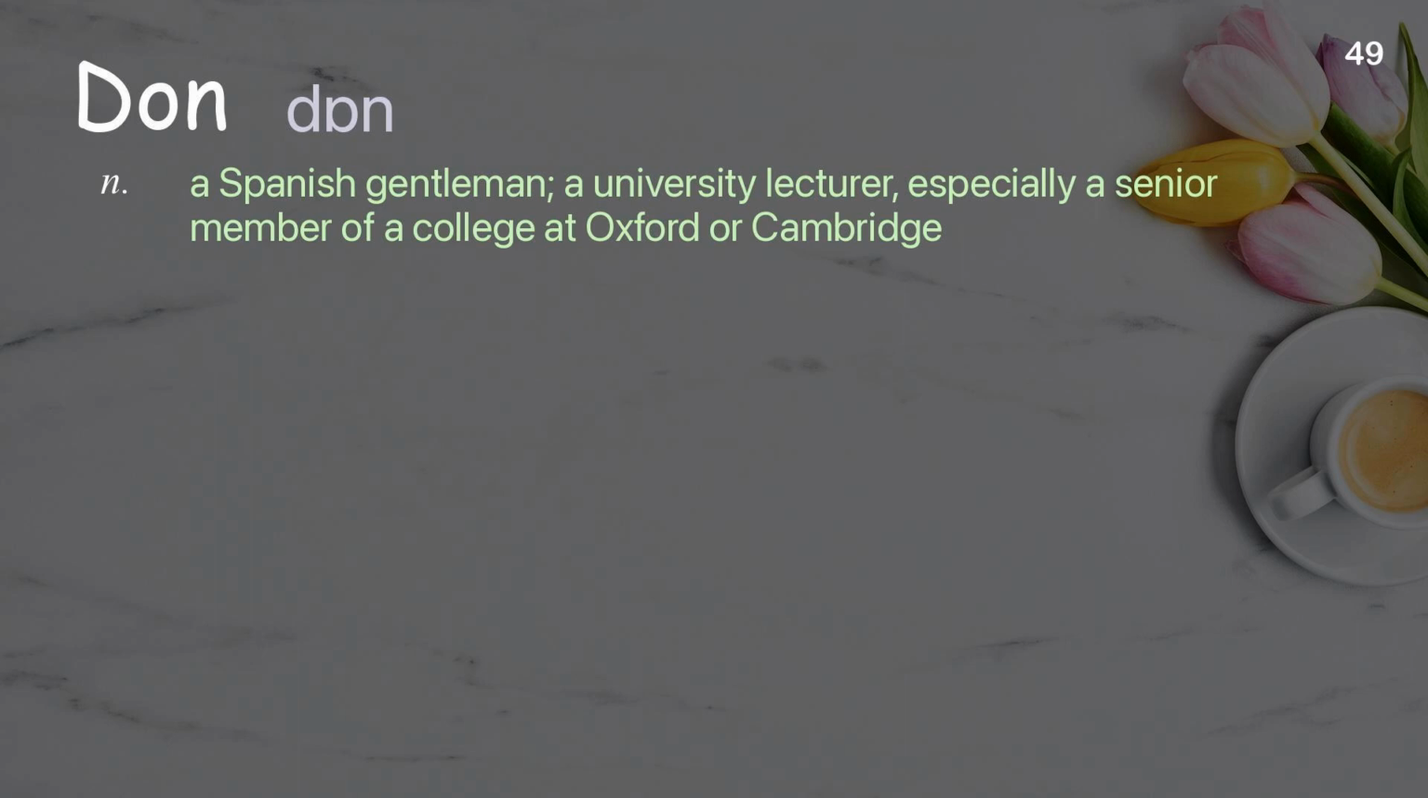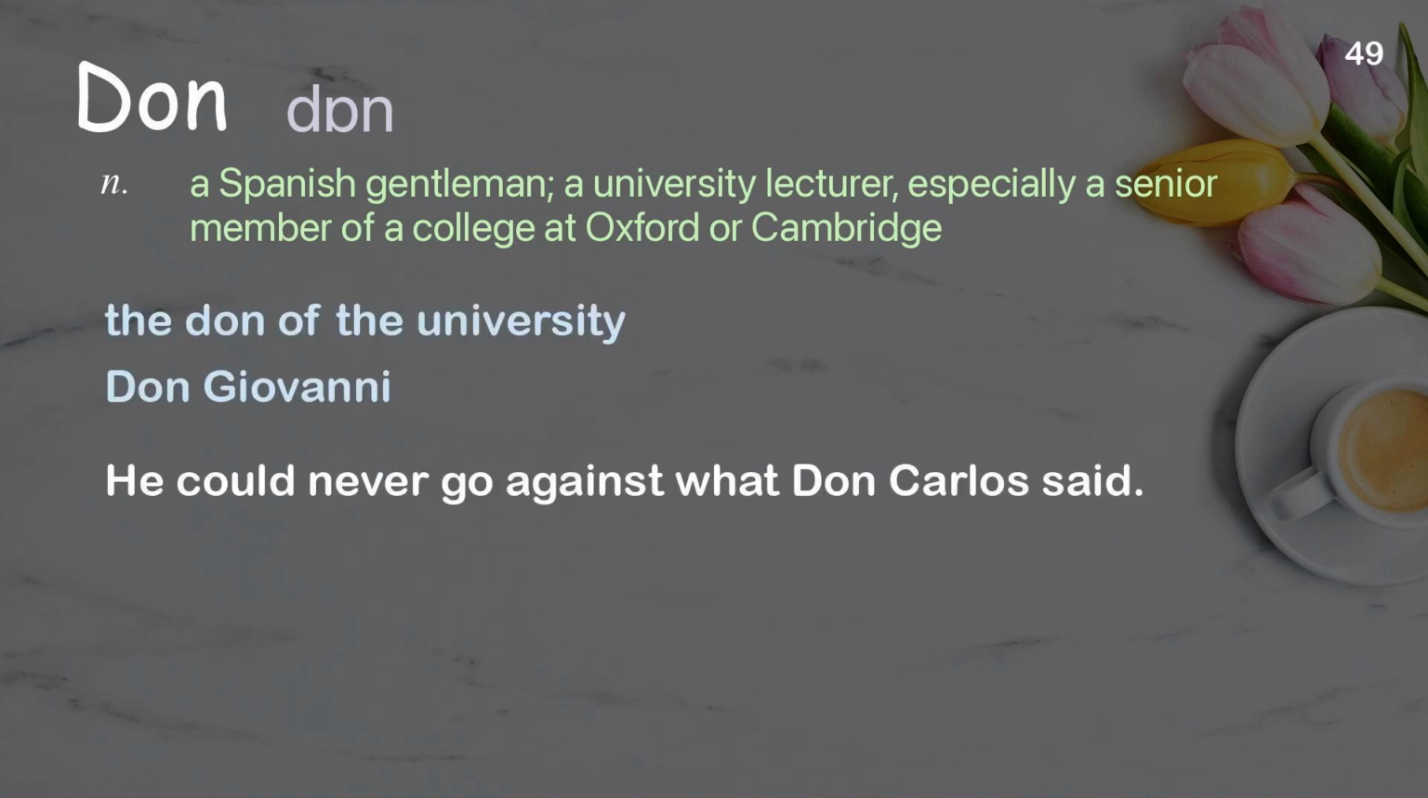Don. A Spanish gentleman, a university lecturer, especially a senior member of a college at Oxford or Cambridge. Examples: The dawn of the university. Don Giovanni. He could never go against what Don Carlos said.